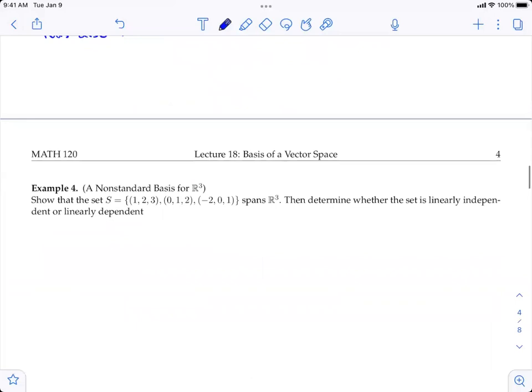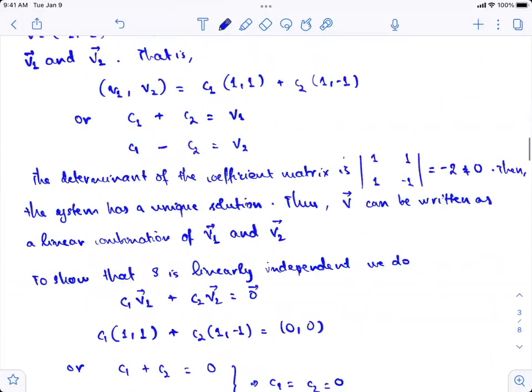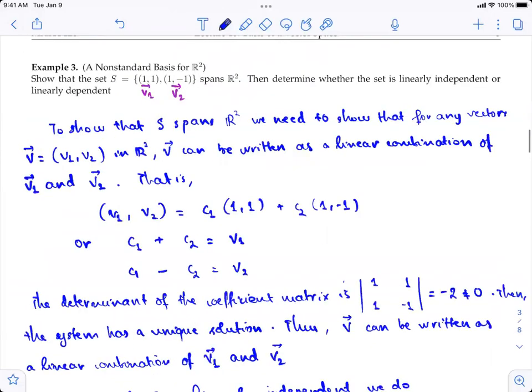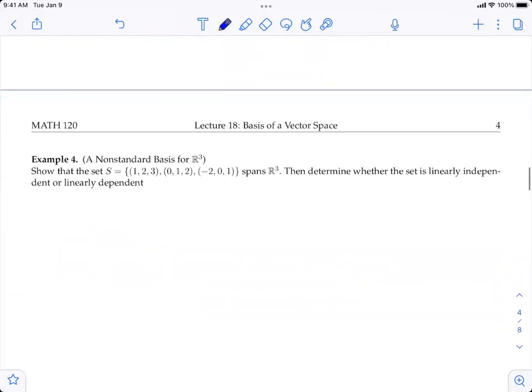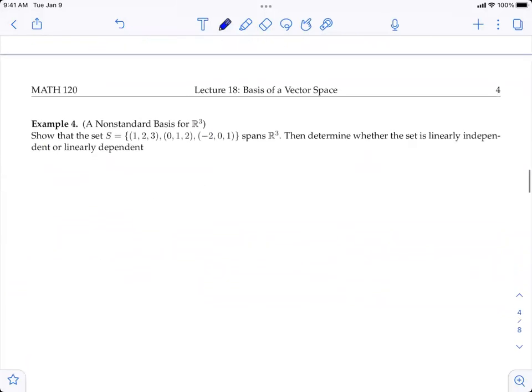All right. Now that for two-dimensional vector space, moving on to a non-standard basis for a three-dimensional vector space. Again, similar questions: given the set of vectors S, which consists of the vectors v1 = (1, 2, 3), v2 = (0, 1, 2), and v3 = (-2, 0, 1), we want to show that S spans the entire three-dimensional vector space, and later on, we want to determine if the set is linearly independent or not.